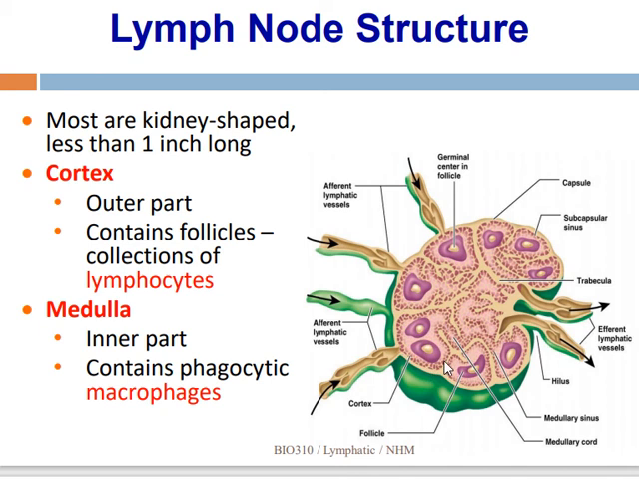This dark purple here refers to the outer part, and it contains follicles, which refer to the collections of lymphocytes. The inner part here is known as the medulla, and it contains macrophages, as you can see over here. Lymphocytes are located at the cortex, macrophages are located inside in the medulla.